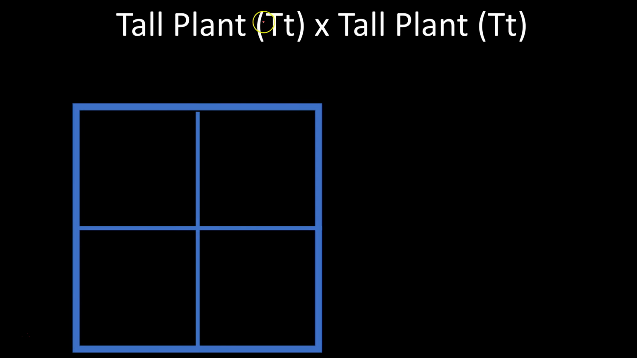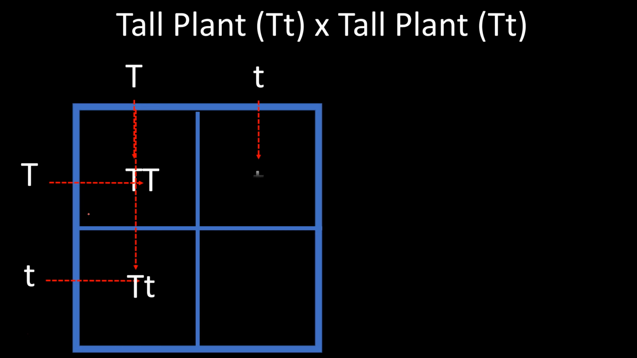A tall plant that's heterozygous is crossed with another heterozygous plant. We put the alleles up top and on the side. Again, this represents the possible gametes. This represents the possible gametes of the other parent. We have a homozygous dominant, heterozygous, heterozygous, and a homozygous recessive.